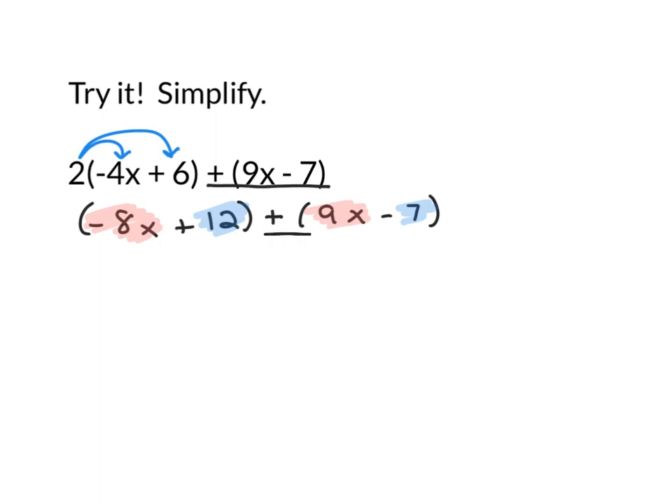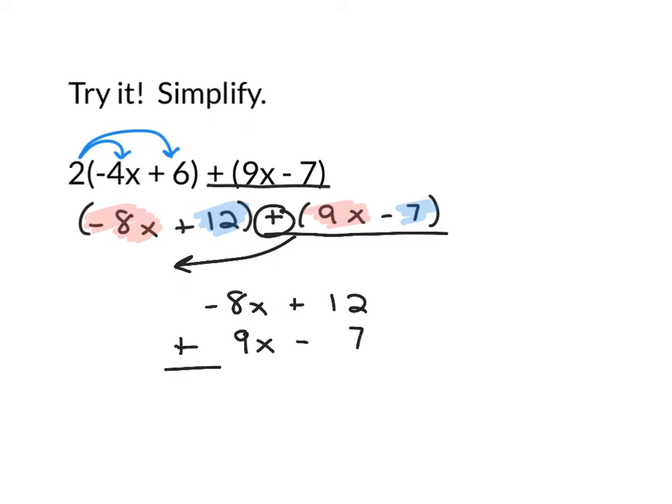So I think I'm going to take this expression and I'm just going to slide it down. I'm going to stack up my like terms. So negative 8x plus 12. And then we're adding, right? So we're going to put plus 9x minus 7. Draw your line.